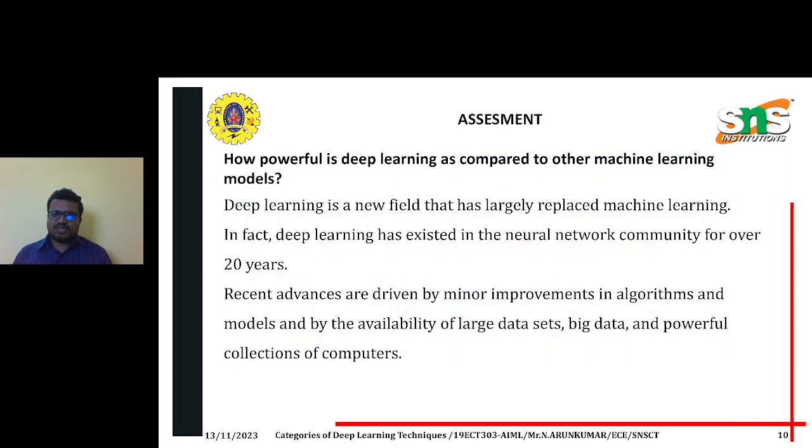Assessment: how powerful is deep learning compared with other machine learning models? It can be compared with machine learning over more than 20 years, because deep learning is an advanced technique based on the algorithm. Minor improvements in the algorithm provide accurate results, and moreover large data sets, big data, and more powerful collections of computers are based on small changes in the algorithms in the deep learning process.